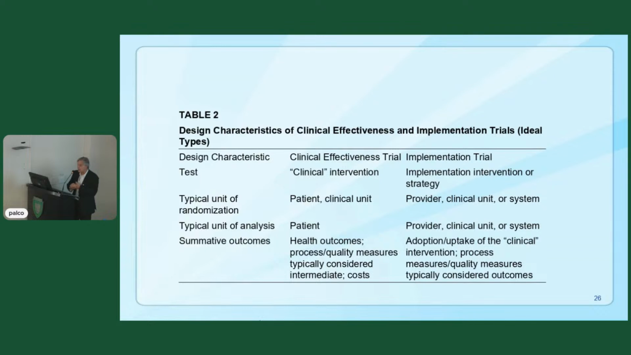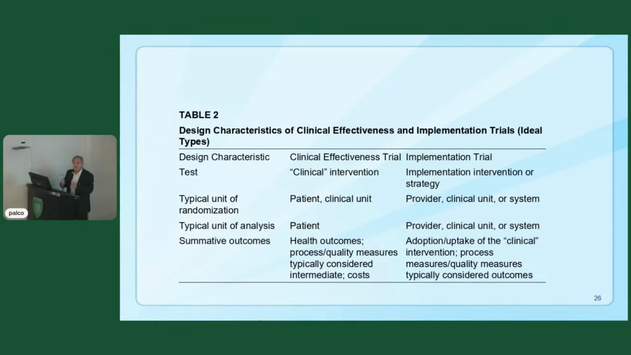Summative outcomes are health outcomes for the patients. Some process and quality measures may be assessed here, typically considered intermediate, and cost can be considered too. But in an implementation trial, we have adoption, uptake of the clinical intervention. You need to measure that. You can measure that if it's a new strategy in medicine, for instance, very simply. You can do interviews, a random sample of physicians in the units implementing that, and a random sample of physicians in the other units, to see how they feel about that possibility.